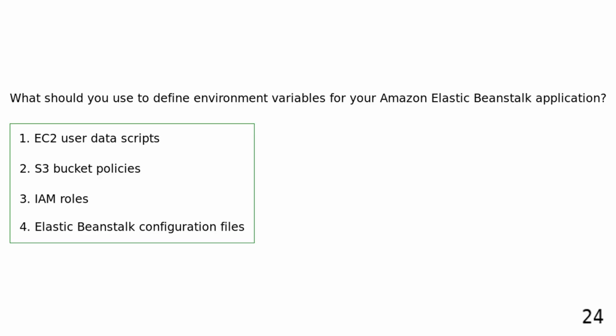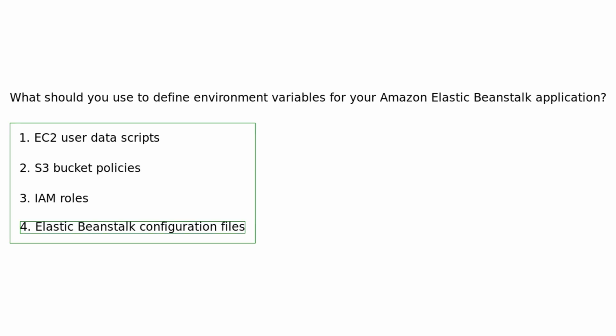What should you use to define environment variables for your Amazon Elastic Beanstalk application? EC2 user data scripts. S3 bucket policies. IAM roles. Elastic Beanstalk configuration files. Environment variables can be defined using Elastic Beanstalk configuration files.